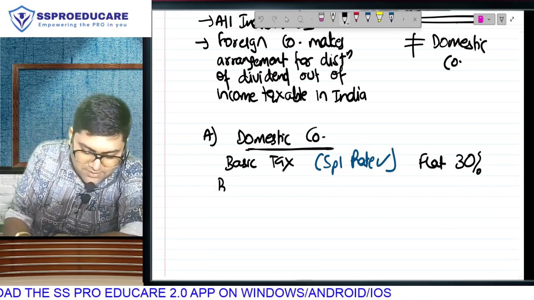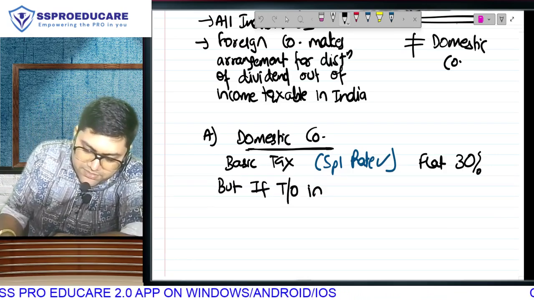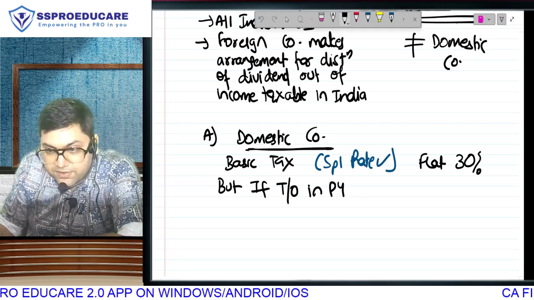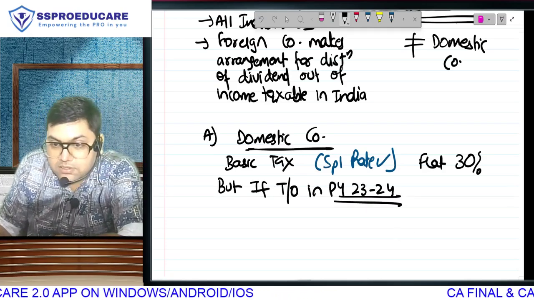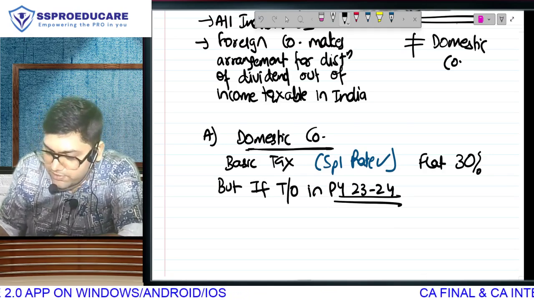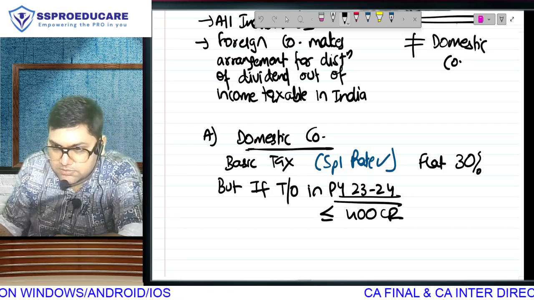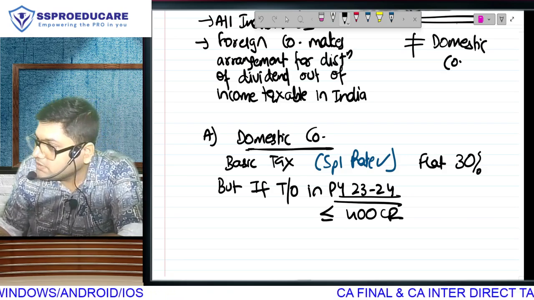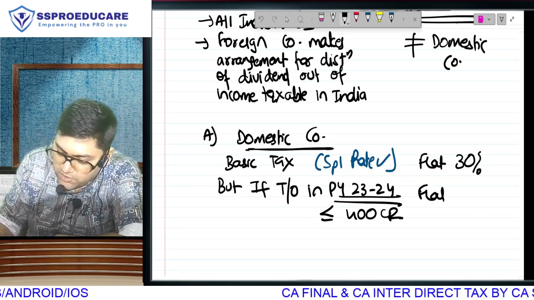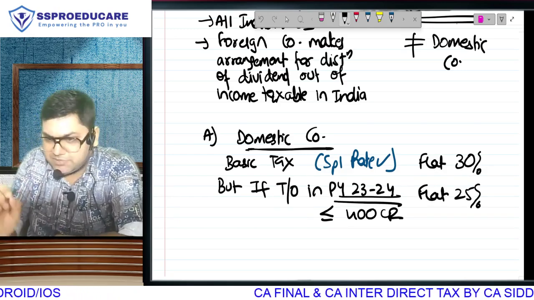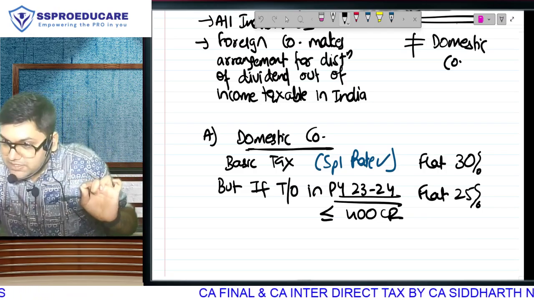But if your turnover in the previous year 23-24, which previous year? 23-24 is up to rupees 400 crore. Turnover in which year? 23-24. If it is 400 crore, your tax will be flat 25, subject to special rate, of course. That means 25 is applicable if you fulfill this condition.